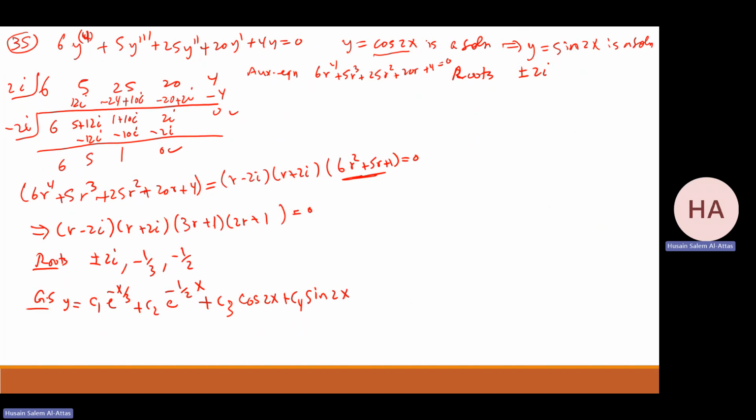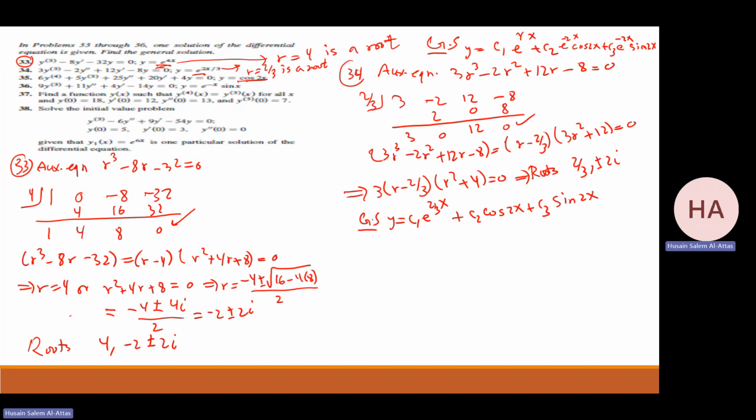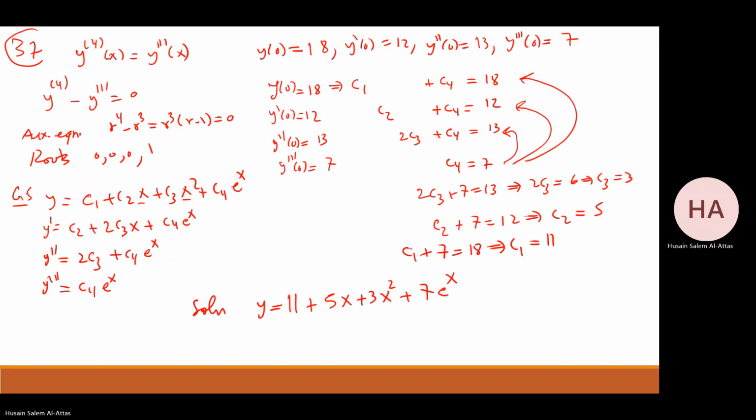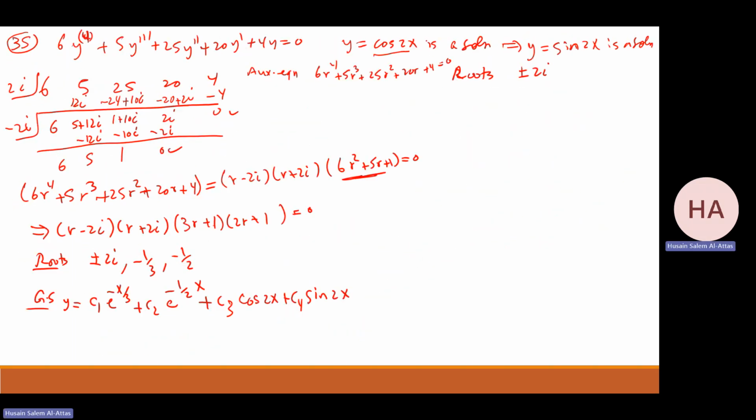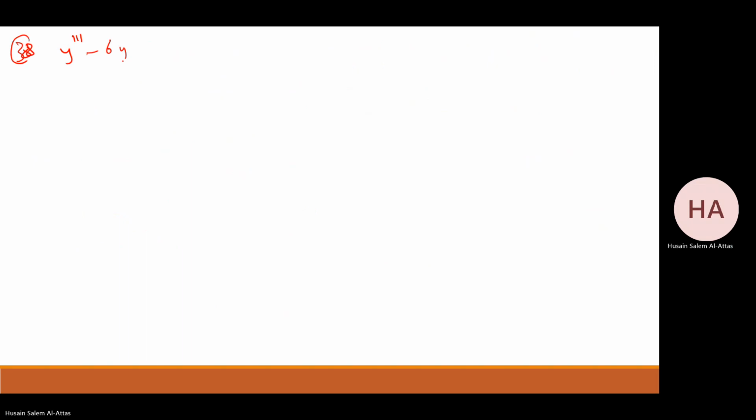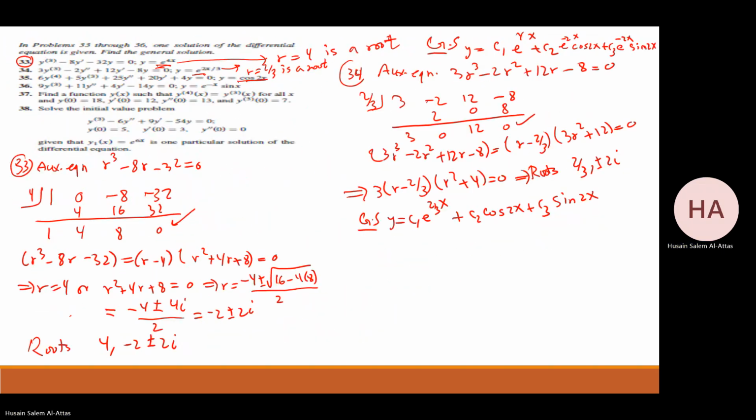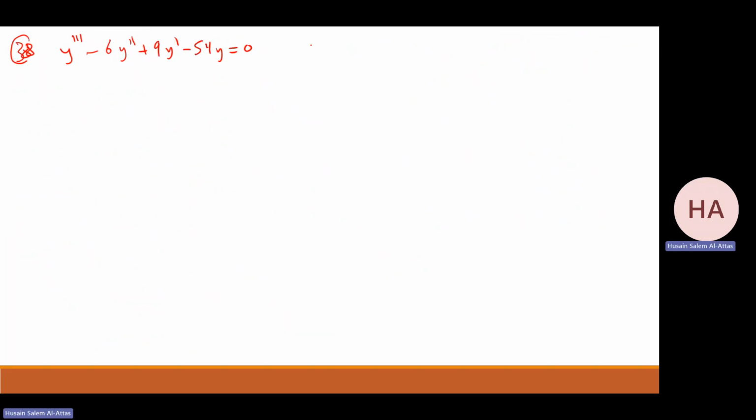Exactly. Now 38, solve the initial value problem. Let me rewrite it again. 38, the equation: y triple prime minus 6y double prime plus 9y prime minus 54y equals 0. Let me check. Yeah, I have the initial conditions y equals 5, y prime equals 3, y double prime equals 0.